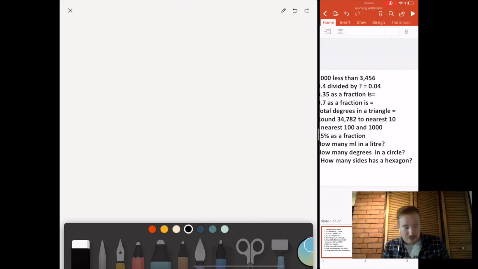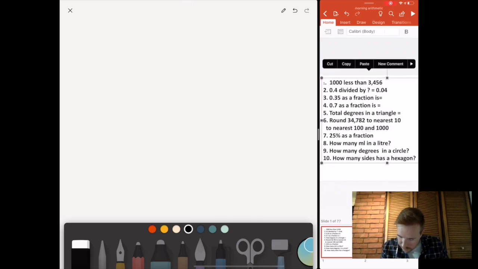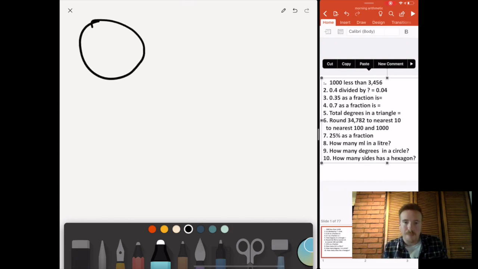How many degrees in a circle? Okay, let's rub that out, sorry. How many degrees in a circle? This is something, again, I know some of you may know. I'll talk you through how I'd work it out if you didn't know. So let's draw the circle up here, he says, drawing with a rubber. Okay, so let's put an arrow on it.